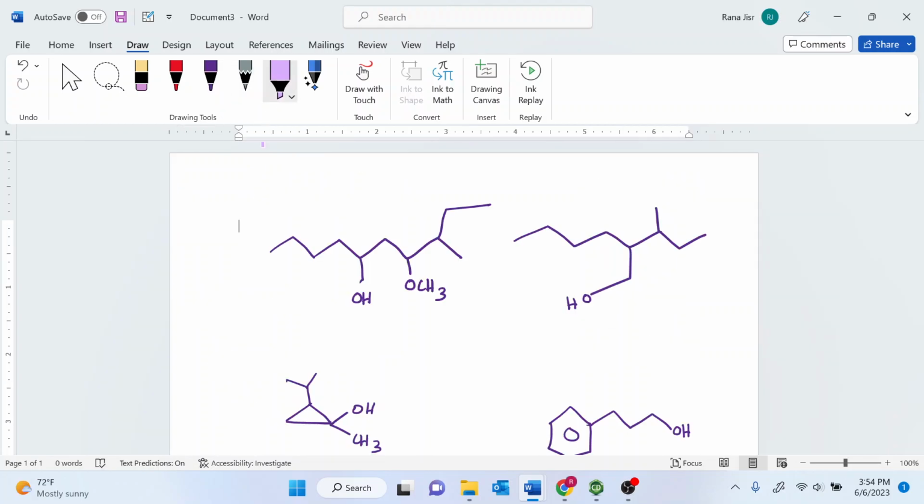Let's have these two examples over here. You're going to choose the longest carbon chain always that has the OH in it. And the longest carbon chain is going to be here. Then you're going to start numbering from the end that is closer to the OH. So we're going to start numbering from this end over here to give the OH the lowest number. 7, 8, 9, and 10. So the ending is going to be a 5-decanol.